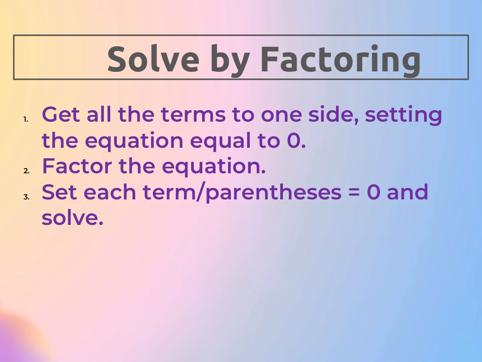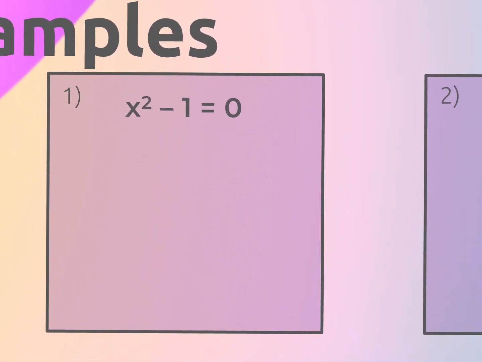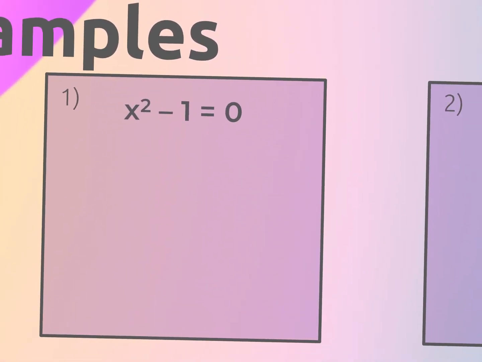So let's go ahead and see what we have. What we're going to do here first is make sure that it's set equal to 0. It is. And now we can begin factoring. This is the difference of two squares. So I'm going to factor it into x plus 1 and x minus 1. And then the whole thing is still equal to 0.